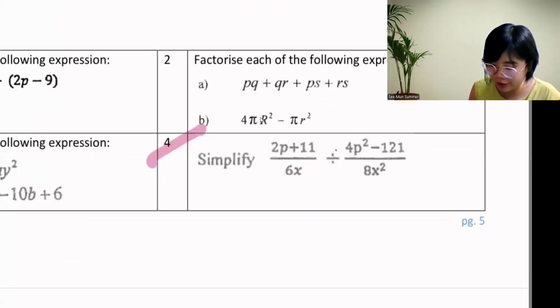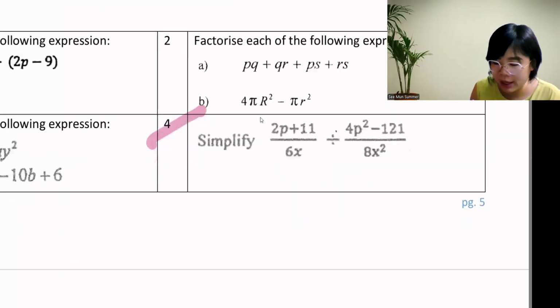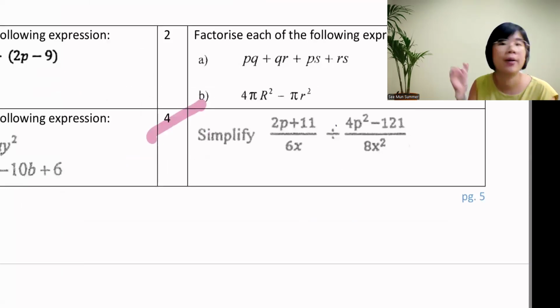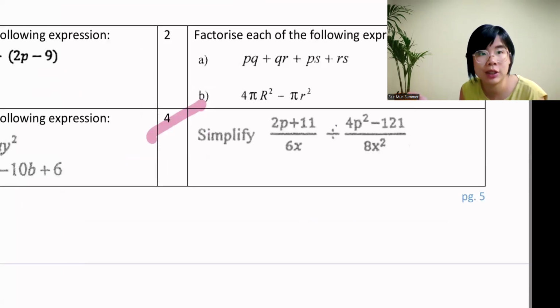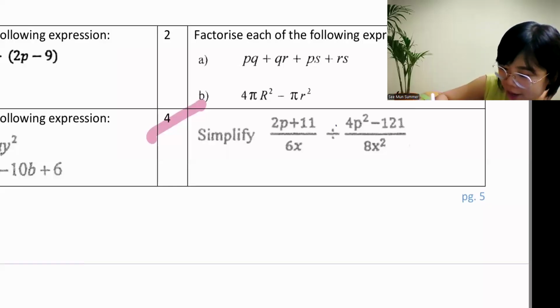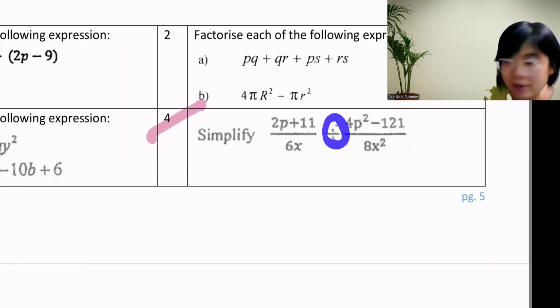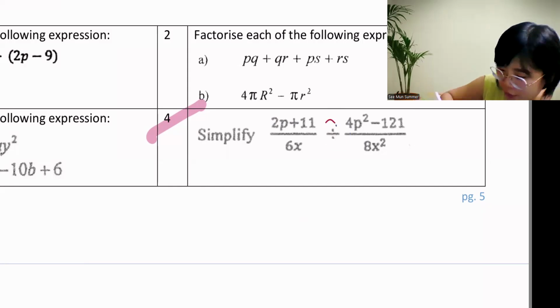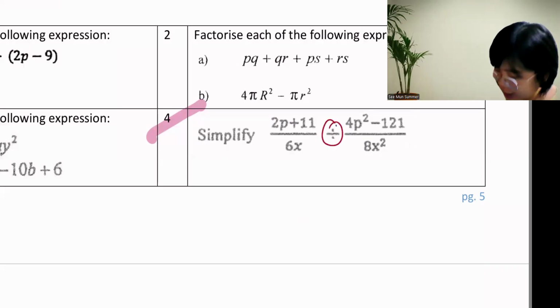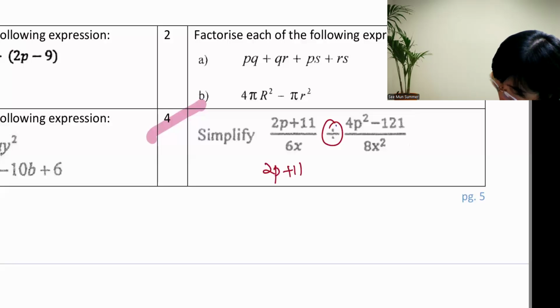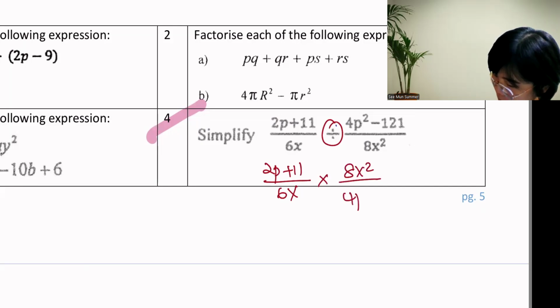Wow, hard factorize. Still page 5, but below question number 4. Okay, let's see. So same thing, can you see it's divide? Whenever you see divide in fraction, remember to flip it here. So 2p plus 11 and 6x. So flipped, it becomes times. So 8x squared on top, 4p squared and 121.